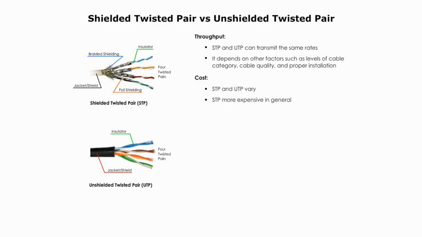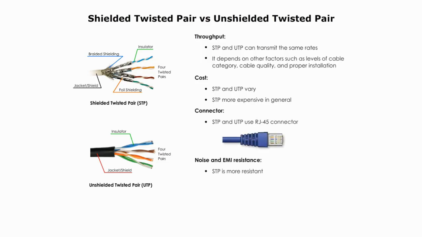Both STP and UTP use RJ45 connectors. STP is more resistant to noise and EMI. In terms of size scalability, the maximum segment length for both types on an Ethernet network is 100 meters.